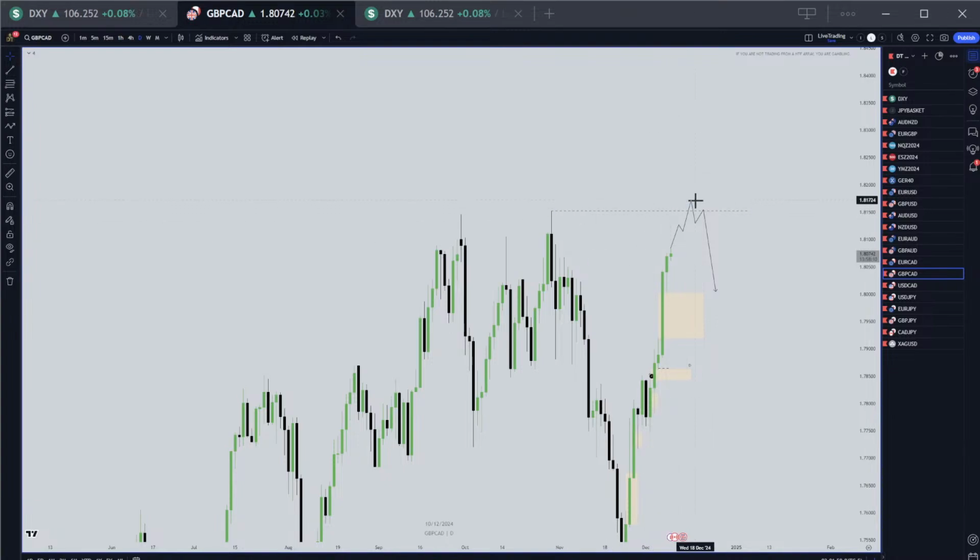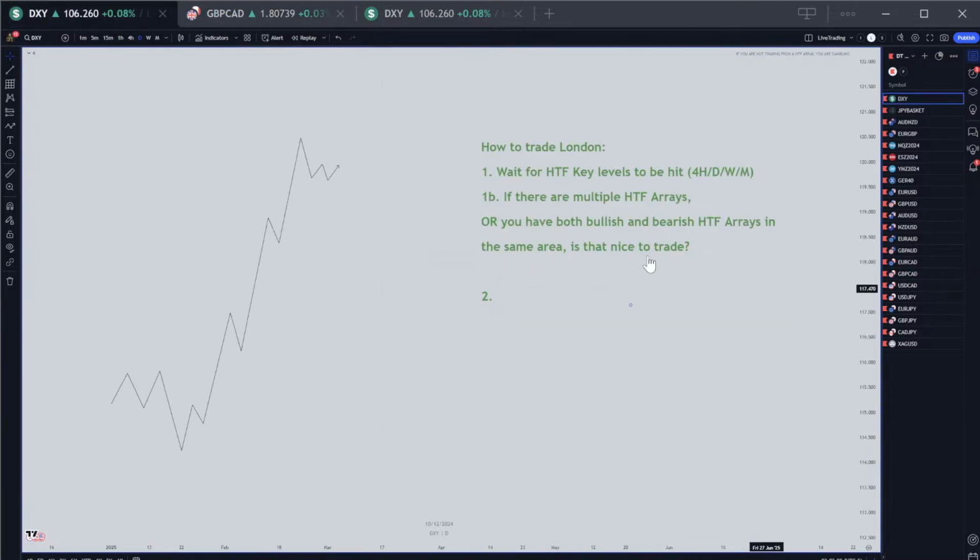Why? A higher time frame key level is hit, an old high, a monthly high, the October high, and then we can just play shorts to the rebalancing here. Pretty nice idea, all based on a higher time frame key level.